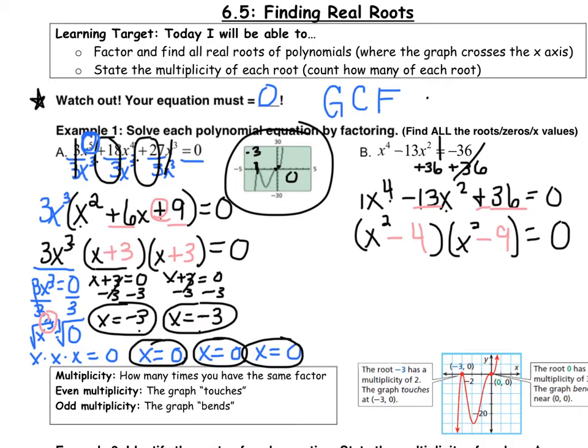We need to break them each into 2 sets of parentheses. So what times what gives you x squared? X and x. What times what gives you 4 and subtracts to give you 0 x's in the middle? Positive 2 and negative 2.